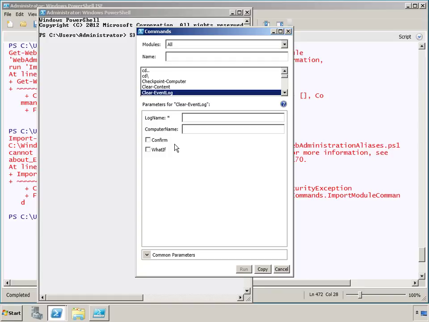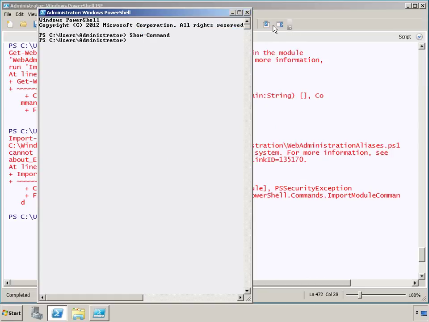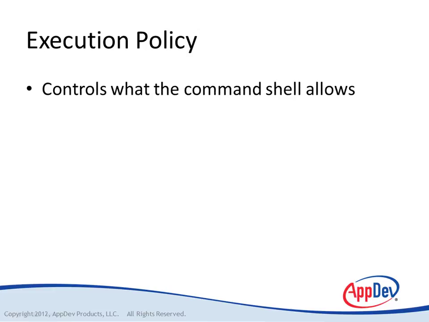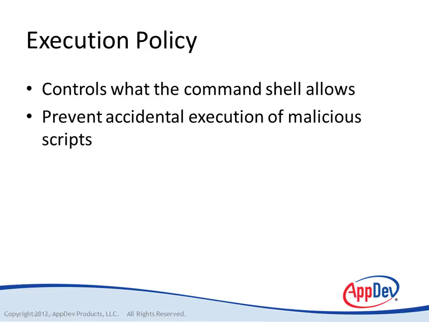All right, so let's talk about that error that I just got. Like I said, the execution policy controls what the command shell allows. And a lot of people confuse execution policies, and they assume that it's a security feature. But since I can change the execution policy, it's not exactly a security feature because it doesn't stop me from doing anything. What it really does is prevent me from accidentally executing a malicious script or from somebody tricking me into running a malicious script.